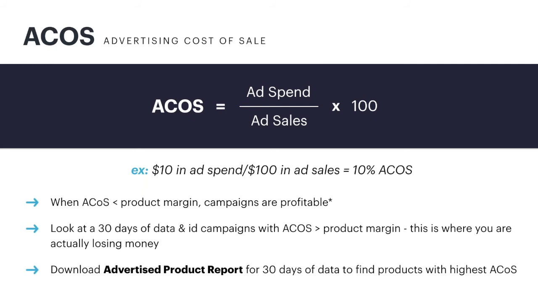Yeah, so take that advertised product report. You could even filter that to look specifically at maybe even just a single campaign. You can even look at a single ad group, where you have multiple products within that ad group.